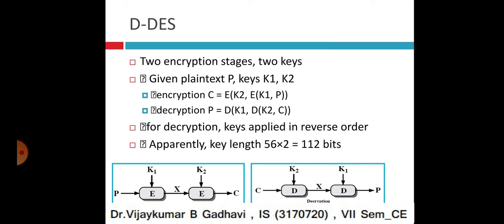In double DES we can see two encryption stages and two keys, K1 and K2, given plain text P. For encryption and decryption we are seeing the equations. For decryption the keys are applied in reverse order, and the key length is 56 multiplied by 2, equal to 112 bits. Here we are applying multiple DES, or double DES, so multiplied by 2.